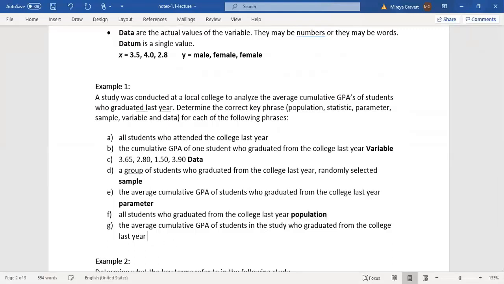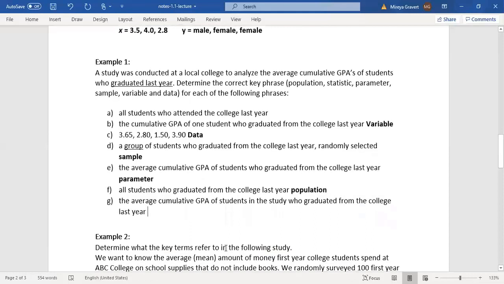And G, average cumulative GPA of students in a study who graduated from the college last year. So it's the GPA of the students in the study. So it's not the entire group, just the students in the study. So it's from the sample. So in this case, that number is a statistic. Okay, and maybe on the first one I'll say none. It does not fulfill any of these.